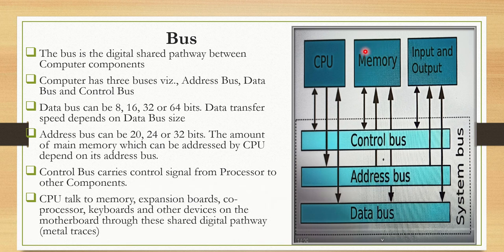So if you have a bigger word size, then more data will come. This is why if you go for a 64-bit machine, it brings huge data in one stroke, whereas an 8-bit machine brings less data. If you have an 8-bit machine, then you can access only 2 to the power 8, that means 256 bytes only, from your memory.